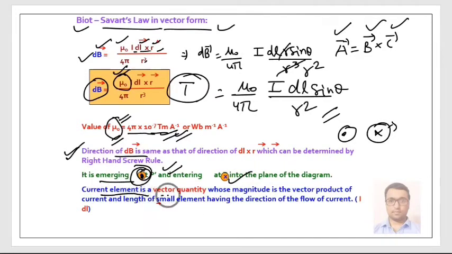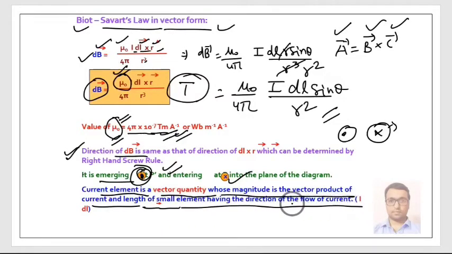A current element is a vector quantity whose magnitude is the product of the current and the length of the small element, having the direction of the flow of current. This is saying that this length dl will be treated as a vector quantity.